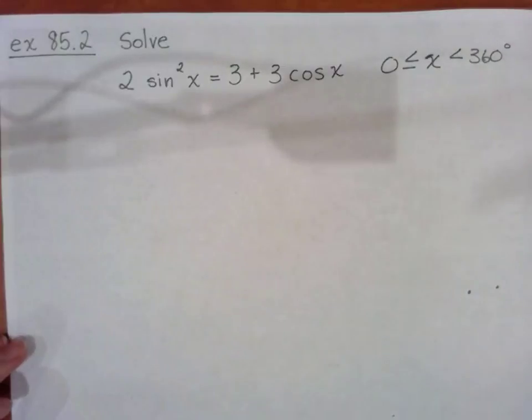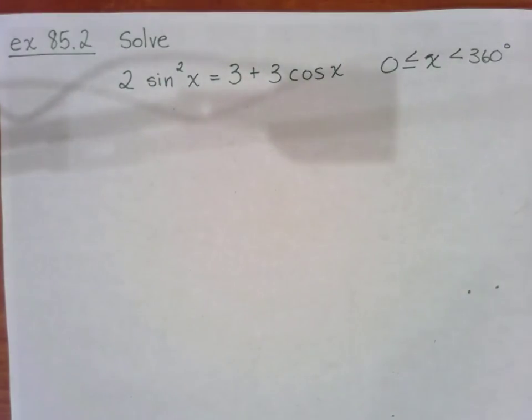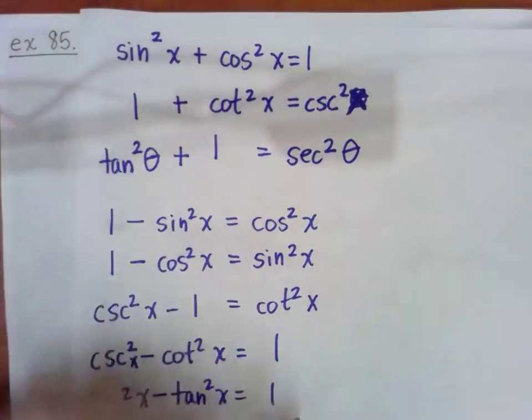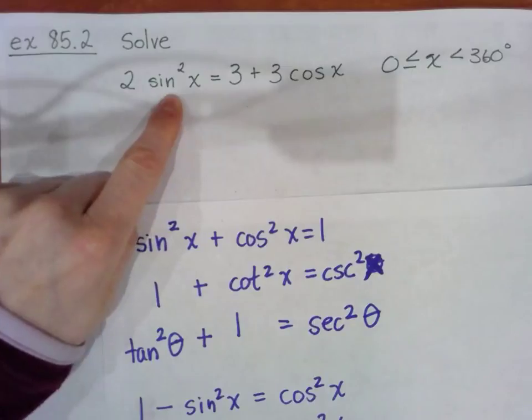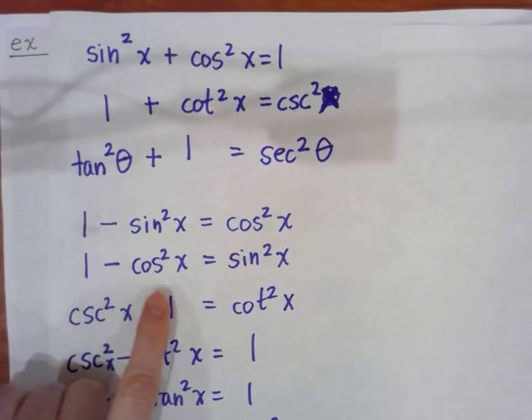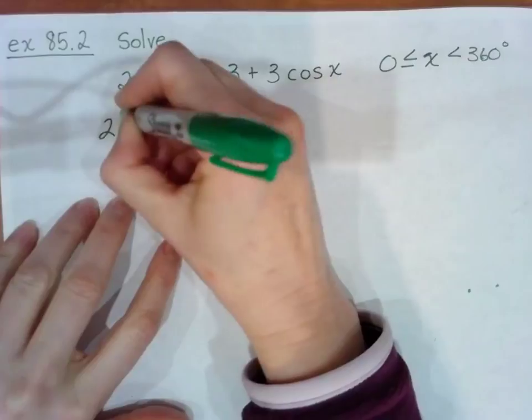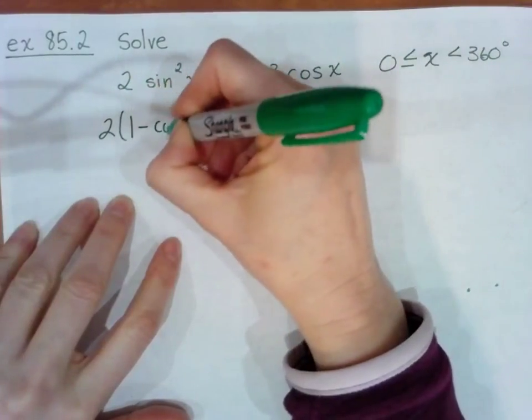All right, next. We've got 2 sine squared of x is 3 plus 3 cosine. Again, we've got 2 different trig functions, but never fear, as long as we make a substitution so that everything is in terms of one trig function, we should be fine. And because these all deal with squared trig functions, we're probably going to want to make a substitution for sine squared. So if we look for sine squared, that's 1 minus cosine squared. Okay, so let's make that substitution. Sine squared is 1 minus cosine squared.